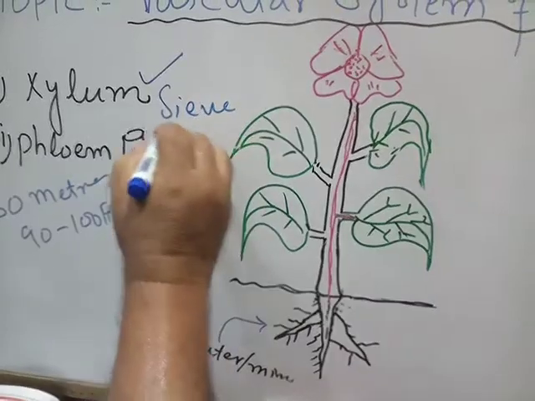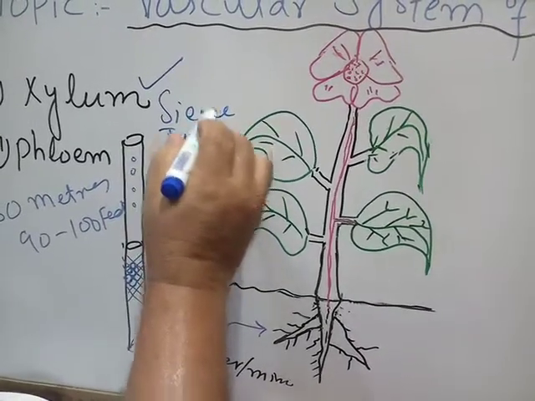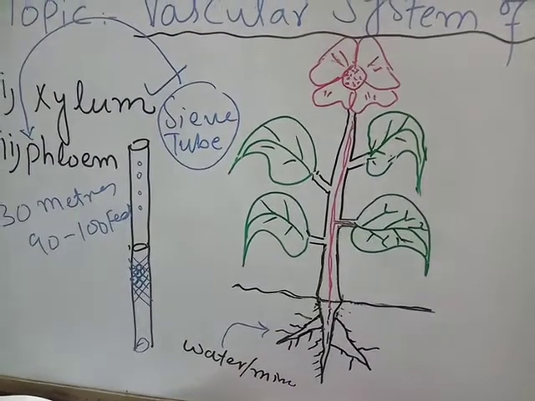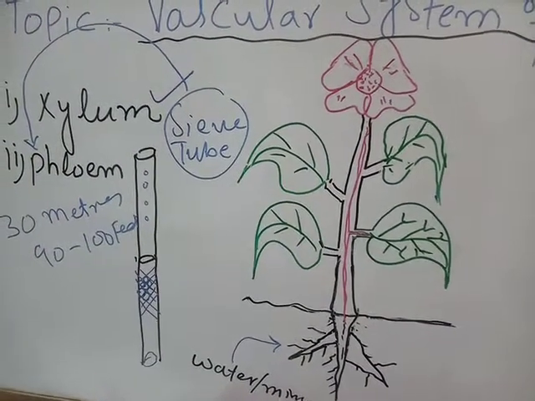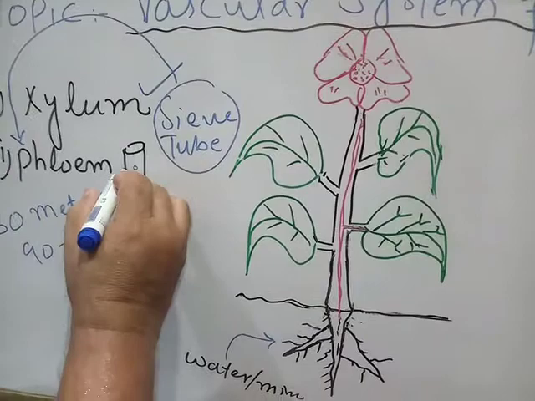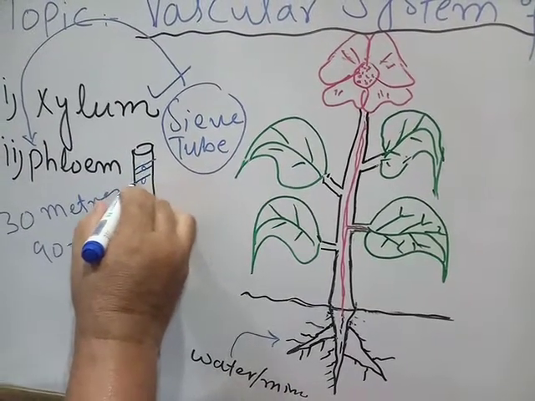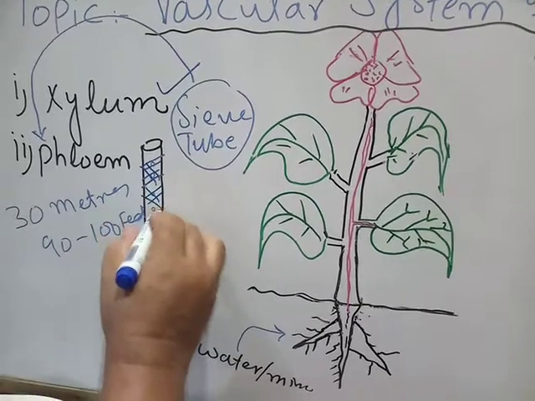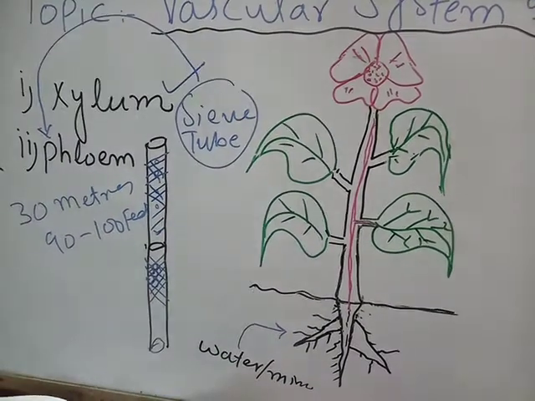Sieve tubes is a name used for phloem tissues. So phloem tissues are also called sieve tubes. Why? Because they have perforated structures. And how are the pores formed? Due to the crisscross arrangement of cellulose fibers, which forms small narrow pores.